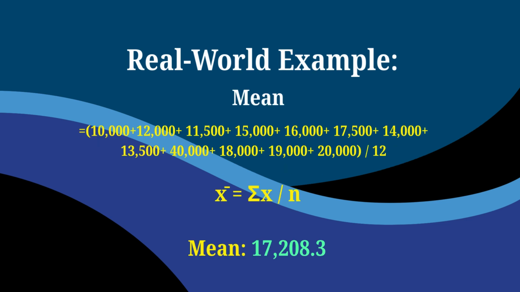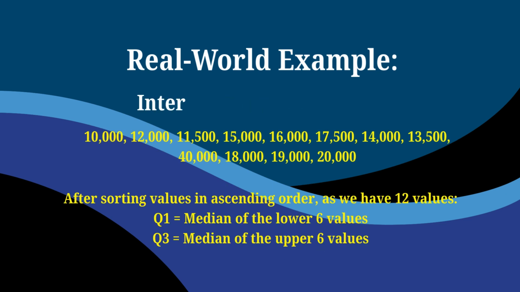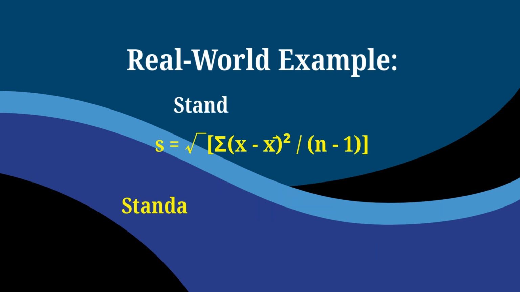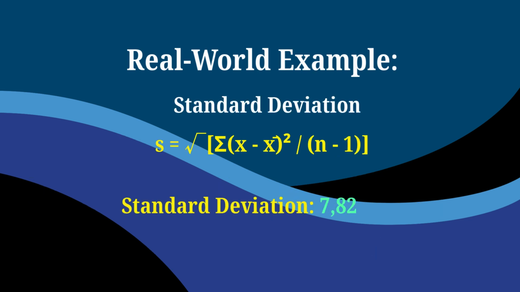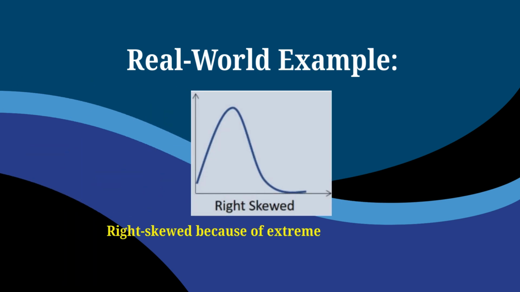Mean 17208.33. Median 15750. Mode none. Interquartile range 5750. Standard deviation 7820.76. Shape right skewed because of the extreme 40,000 value.